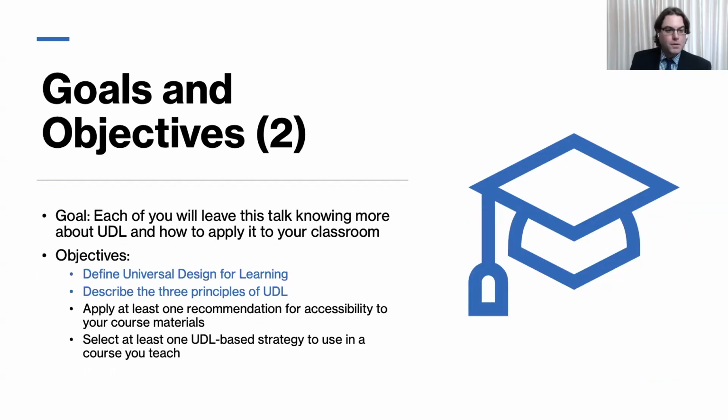Okay, so up until now, we've gone over quite a few things so far. I want to go back to those goals and the objectives as well. So the goal was I want each of you to leave this talk knowing more about UDL and how to apply it to the classroom. And so hopefully by now we have a better idea of what universal design for learning is and a better idea of the 3 principles of UDL as well. So multiple means of engagement, multiple means of representation, and then multiple means of action expression.